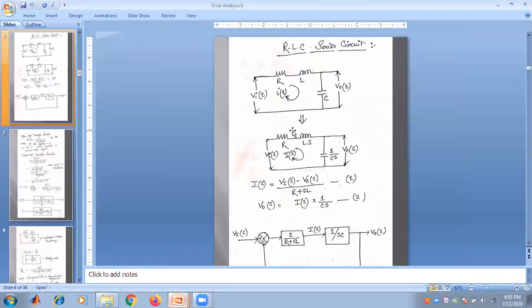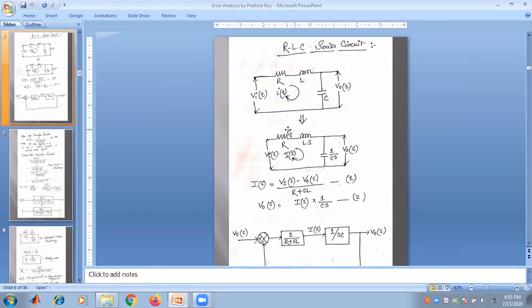So let us take an RLC series circuit. This is an RLC series circuit, where v_i(t) stands for the input to that particular circuit, and v_o(t) stands for the output from that particular circuit. And the current that is circulating through the circuit is i(t).